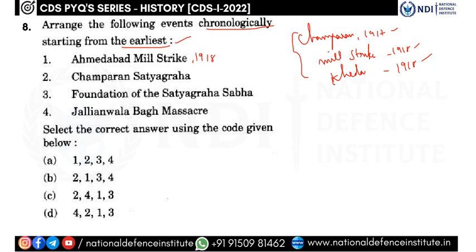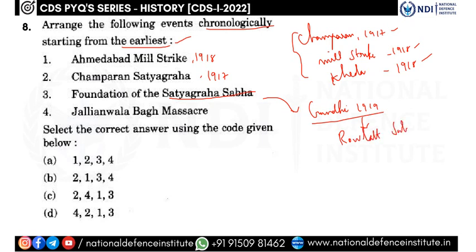Yes, in this context you see here Ahmedabad mill strike 1918, Champaran 1917, foundation of Satyagraha Sabha. In fact this was founded by Gandhi. Gandhi founded the Satyagraha Sabha in 1919. Why? In the sense to start the first all India Satyagraha called the Rowlatt Satyagraha. To organize a Satyagraha which he planned at the all India level. For that purpose only he created the Satyagraha Sabha. What is this Rowlatt? Simple. It is the Rowlatt Act.